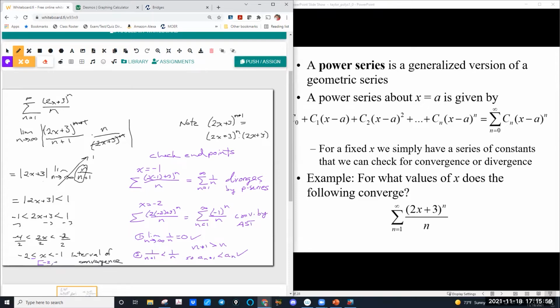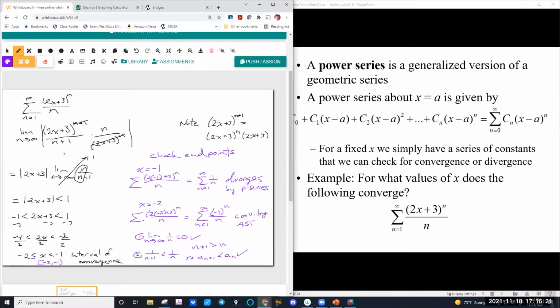-2 to -1, and a bracket and a parenthesis. What that tells us is this power series converges over this interval, including -2, but not -1. Any x values in that interval, this series will converge.